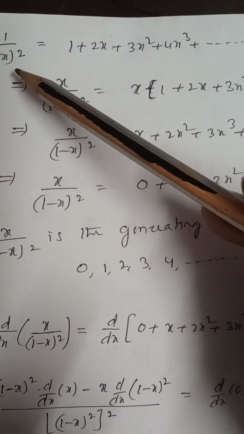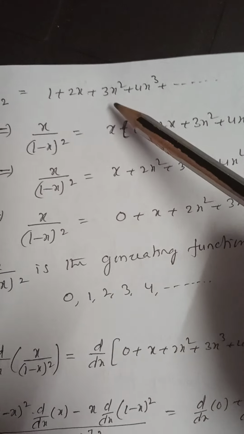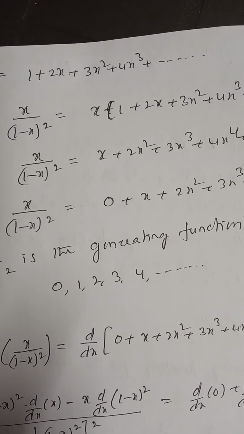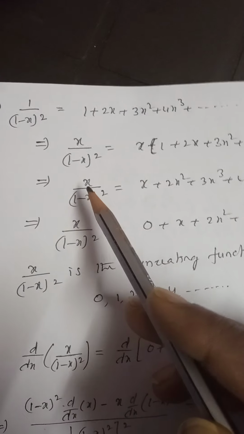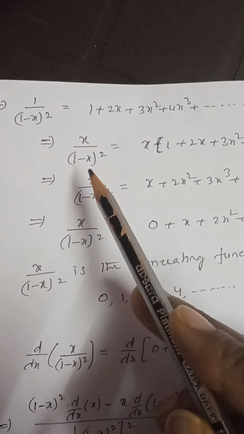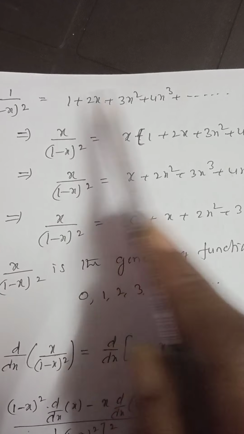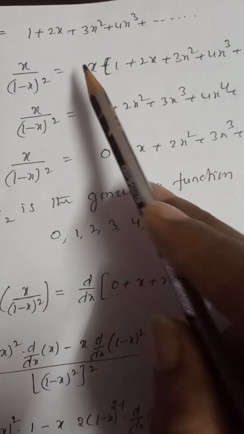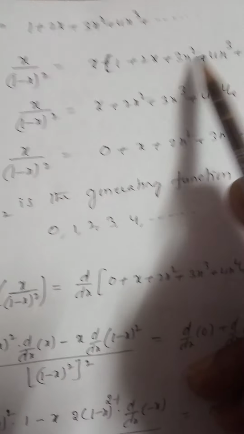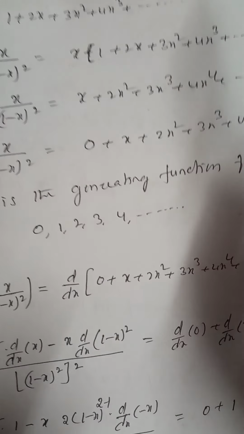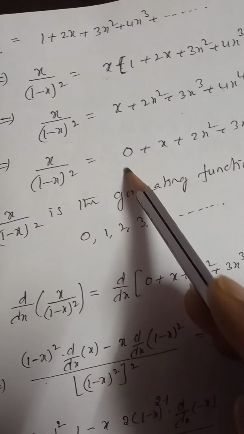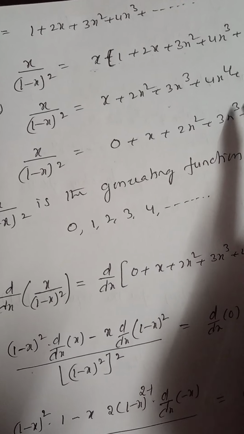Next one, see another formula. 1 by (1 minus x) whole square is equal to, we know, 1 plus 2x plus 3x square plus 4x cube and so on. Now we are multiplying by x on both sides. Here x by (1 minus x) whole square is equal to x into this one, right? And x into 1 is x, x into 2x is 2x square, x into 3x square is 3x cube, x into 4x cube is 4x power 4 and so on. x by (1 minus x) square is equal to 0 plus x plus 2x square plus 3x cube plus 4x power 4 and so on.